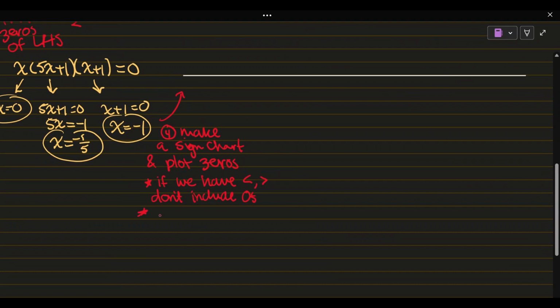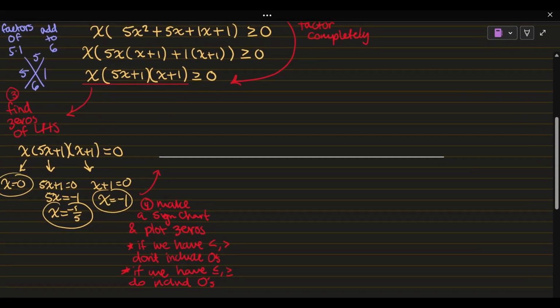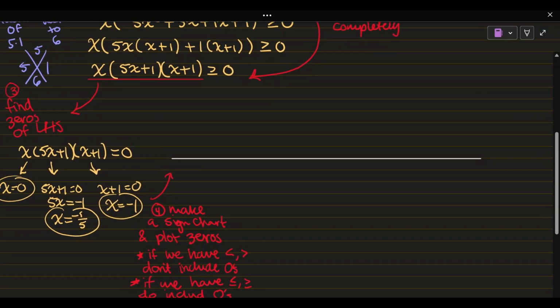If we have less than or equal to or greater than or equal to, then we do include zeros, and we draw them as a solid dot. So in this case, we have greater than or equal to, so we do include our zeros. So I'll plot my zeros here. X is equal to 0, we'll put here. And x is equal to negative, maybe we'll move 0 over here. X is equal to negative 1/5 might be somewhere here, and x is equal to negative 1 will be here.